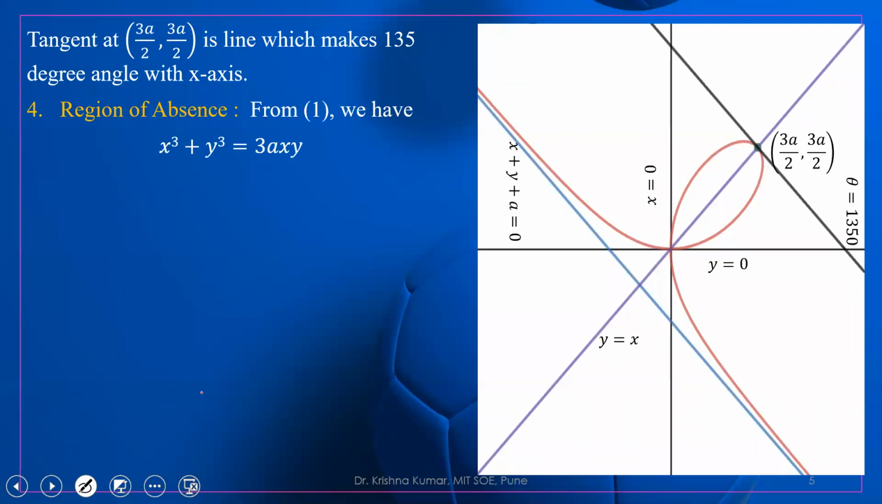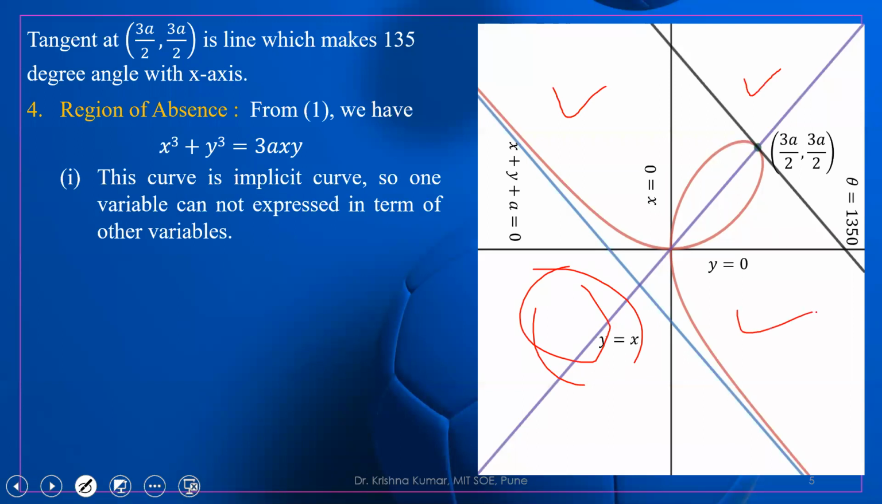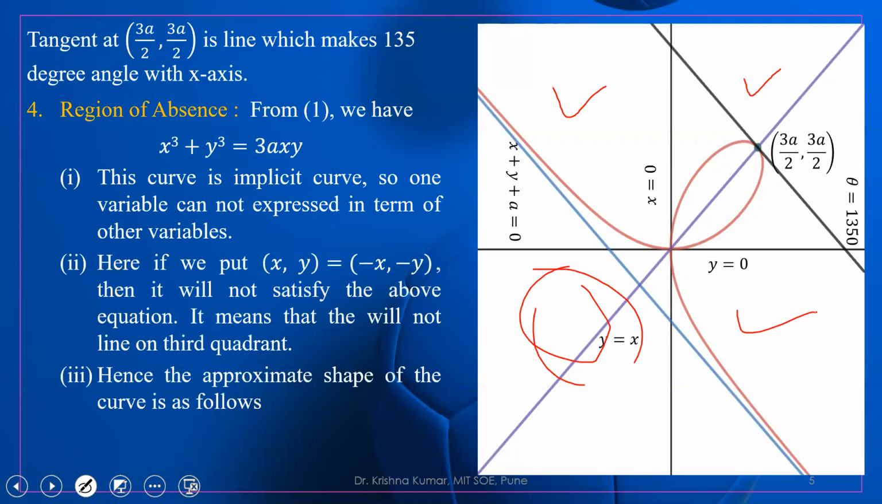Now the region of absence. Just look here: there is no part of the curve in the third quadrant. All the parts will lie in the first, second, and fourth quadrants. Now we can trace this. This is the tangent at the origin, which is the y-axis. The x-axis is also a tangent at the origin.